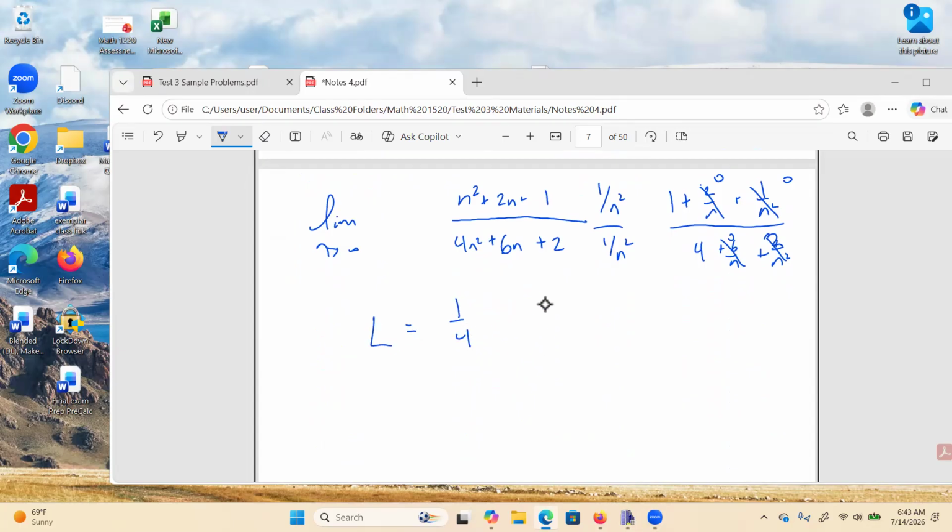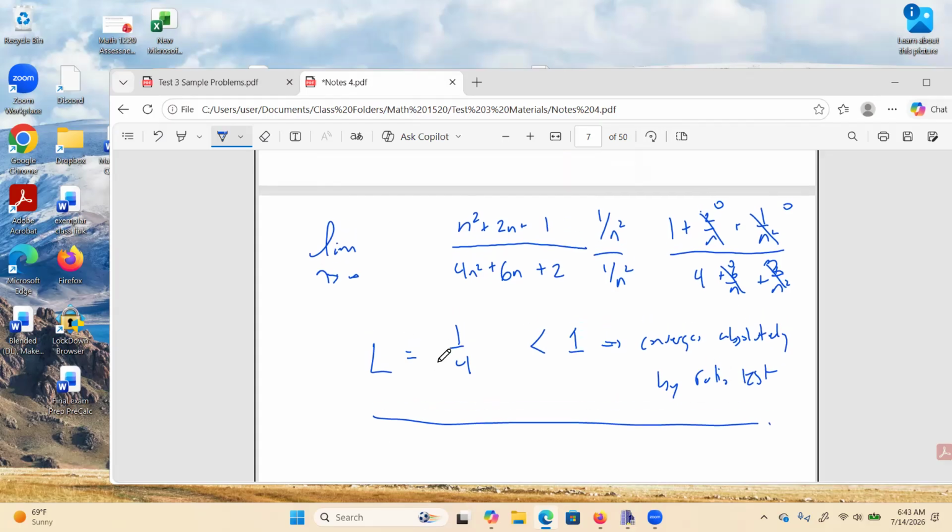We know that 1/4 is definitely smaller than 1, so we've compared it to 1. That's kind of the whole goal of the ratio test, is to compare it to 1. So since 1/4 is less than 1, we're going to say this converges absolutely by the ratio test. And that's how you do a problem like that.